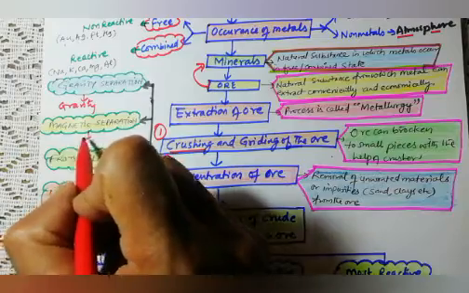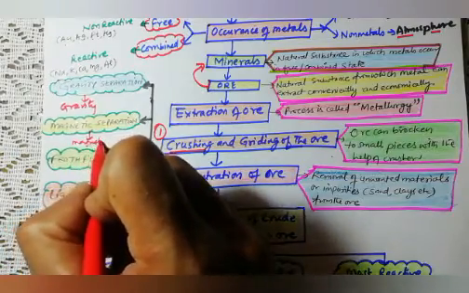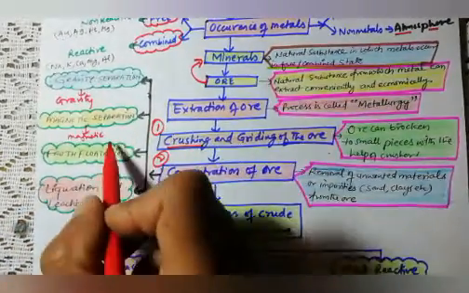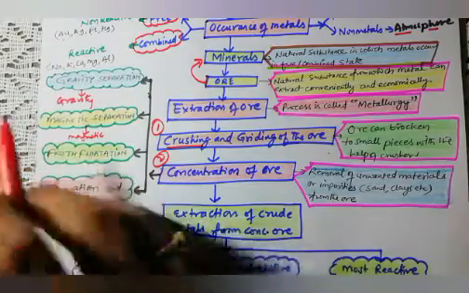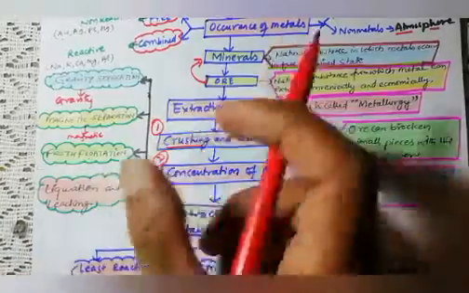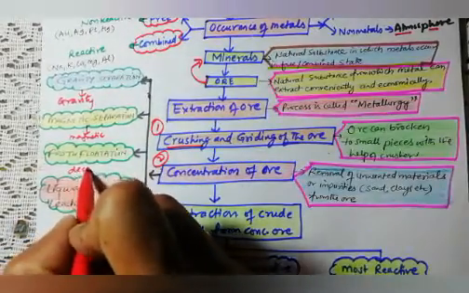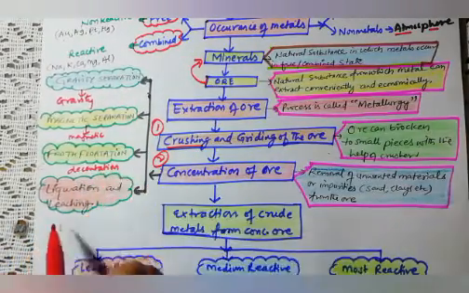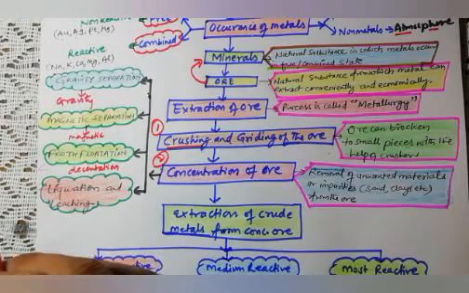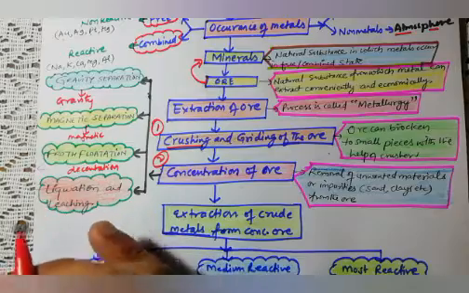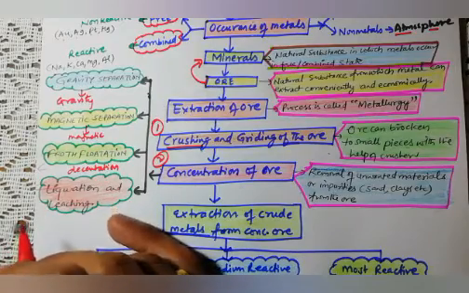Magnetic separation means the magnetic property attracts the magnetic substance, and the non-magnetic substance is left. In flotation, the ore is converted into the form of oil, and the oil will float on the surface, and we can remove it by the decantation process. Liquefaction and leaching is the process where we are specially separating those substances which are converted into the form of liquid.